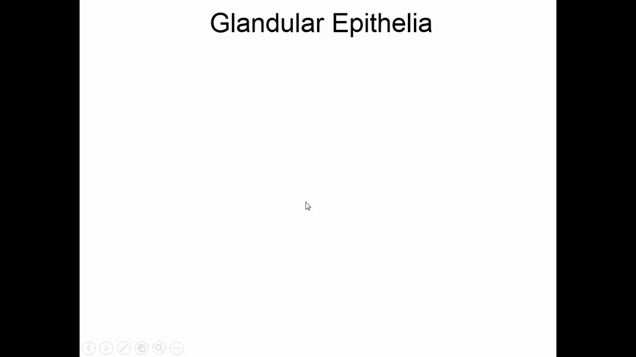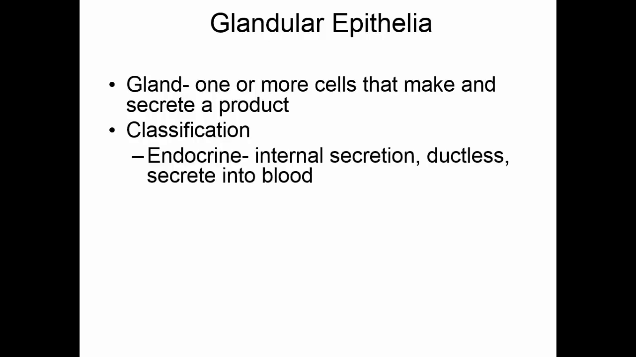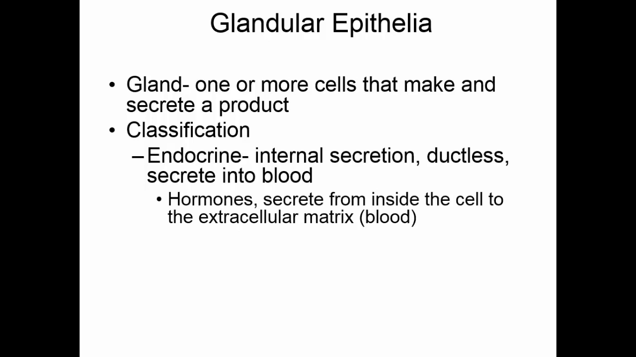Epithelial tissue is also involved in producing glands. Glands are simply one or more cells that make and secrete some sort of product. They can be classified in two ways. Endocrine cells secrete internally. They do not have ducts and they secrete directly into the blood. Hormones, for example, are secreted from inside the cell to their extracellular matrix and then diffuse into the blood.